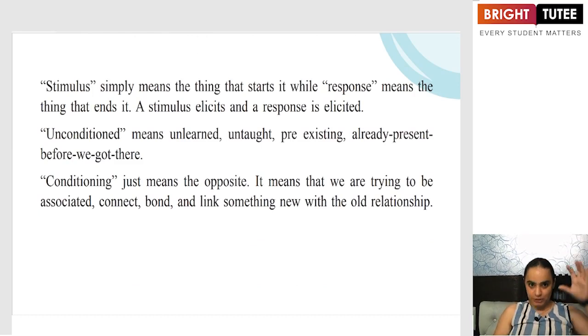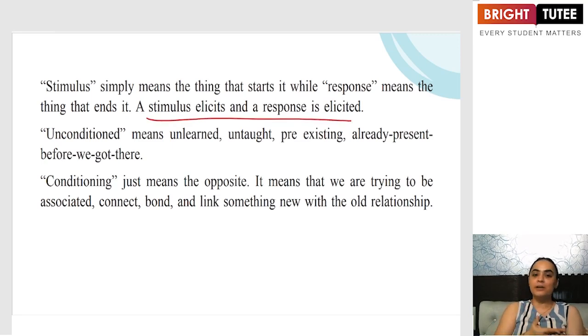Now, stimulus, what does it mean? As I have told you, the starting of something, and response means the end of it. Stimulus elicits and response is elicited. Stimulus is something which forces you to act in one manner, and the reaction that you give to that is your response. Okay? Unconditioned means something which is unlearned, something which is untaught, something which existed already, that is unconditioned.